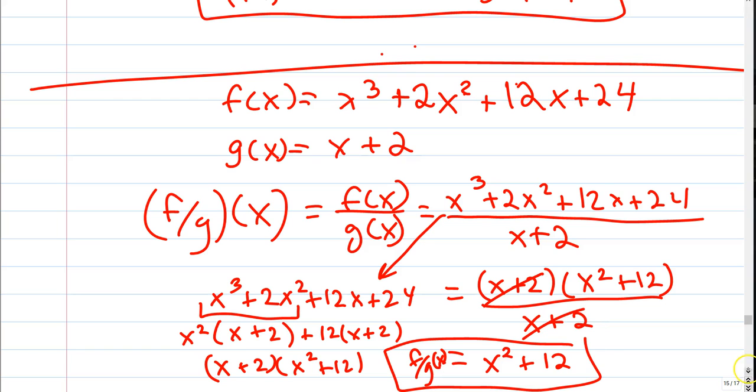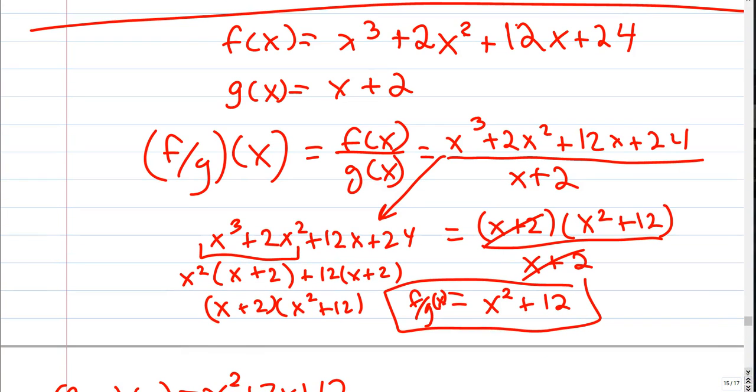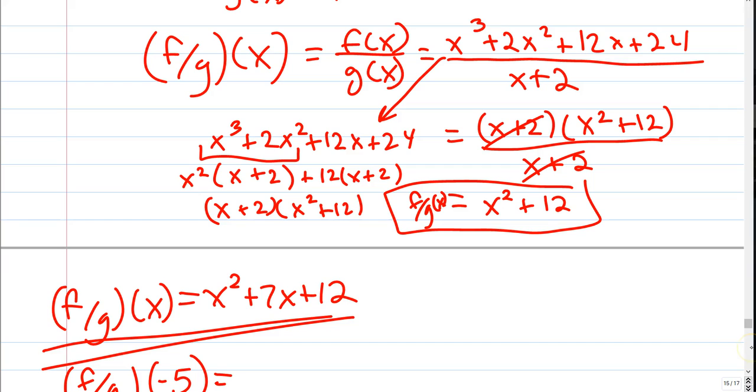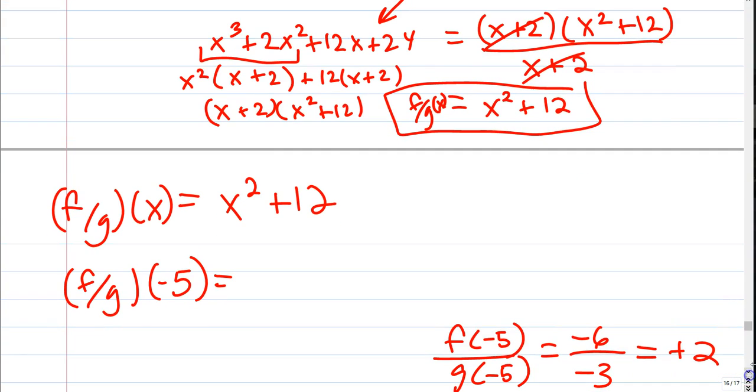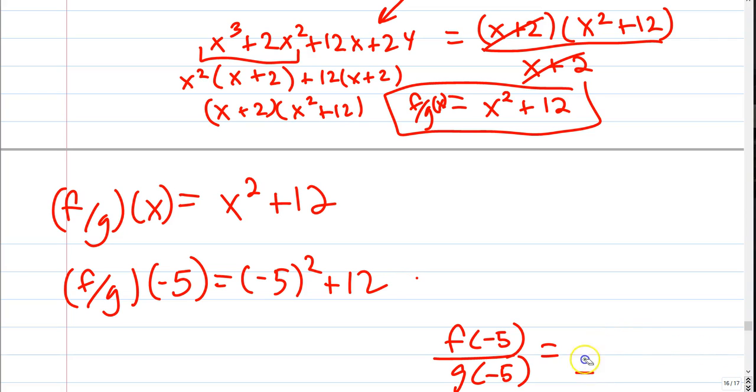Well, let's see plugging in what plugging into this is going to do. Alright, sorry about that. So f over g of x is, we have x squared plus 12. So f over g of negative 5 would be negative 5 squared plus 12. Negative 5 squared would be 25, plus 12 would be 37.